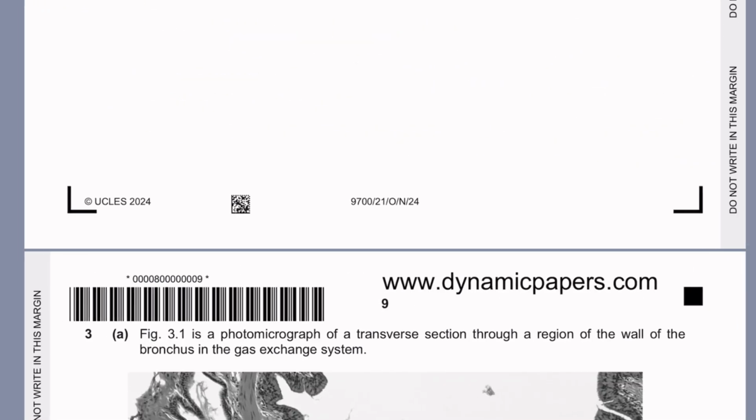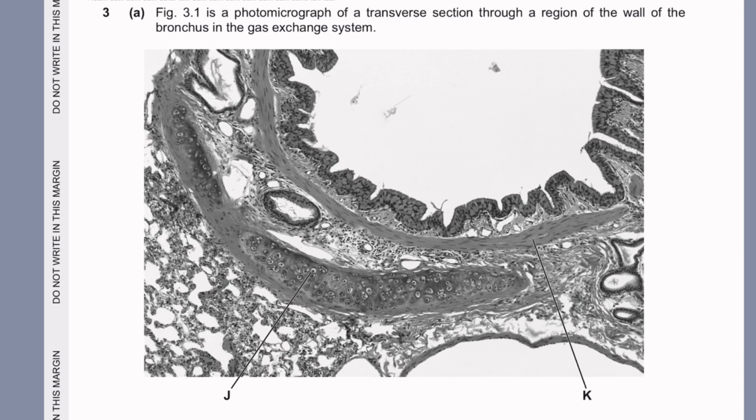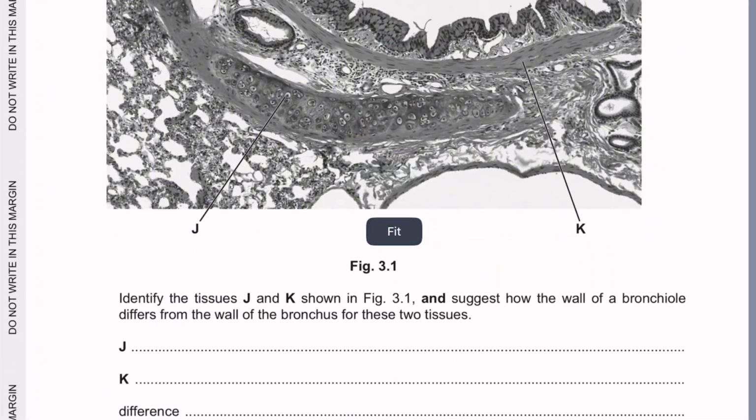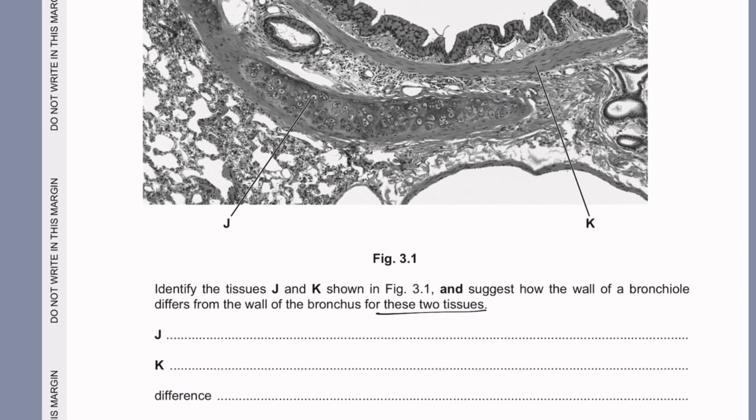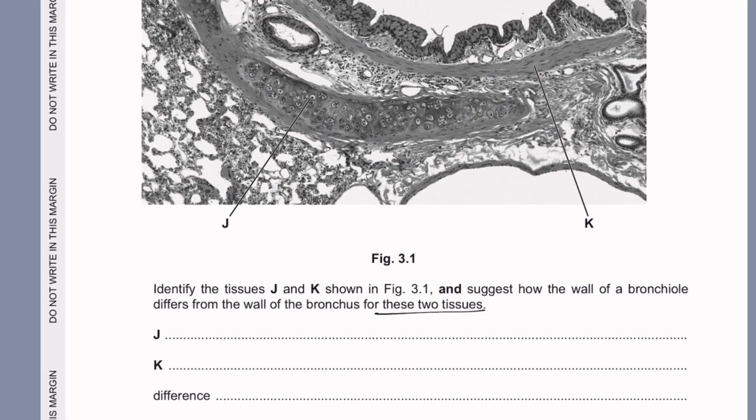Now, moving on to 3. Figure 3.1 is a photomicrograph of a transverse section through the wall of the bronchus in a gas exchange system, and basically identify the tissues J and K and suggest how the wall of the bronchiole differs from the wall of the bronchus for these two tissues. Well, sure, okay, first he needs you to identify what are J and K.